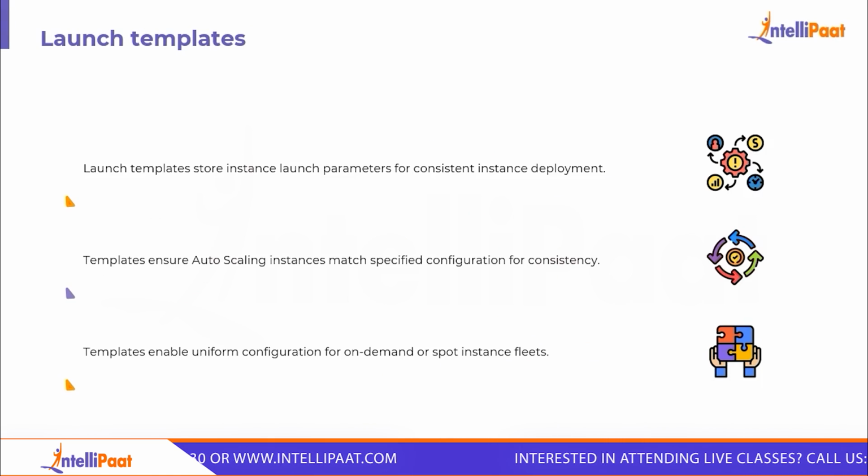Then we have launch templates, critical components. Launch templates store instance launch parameters, which serve as a blueprint for deploying EC2 instances. They encapsulate everything from the instance type to the key pair that you use, security groups, and even the storage configuration. By using these templates, you ensure that every instance launched is consistent with the same specifications, eliminating variability and manual configuration errors.